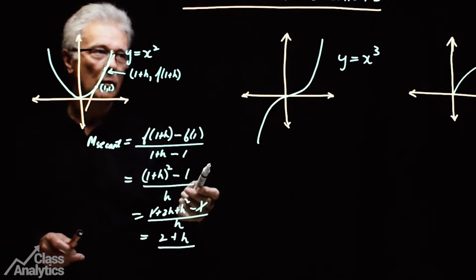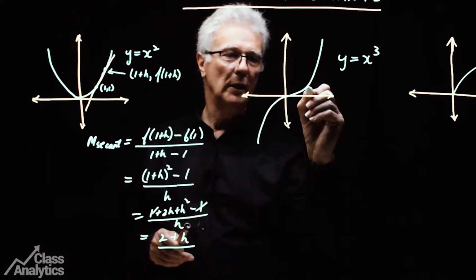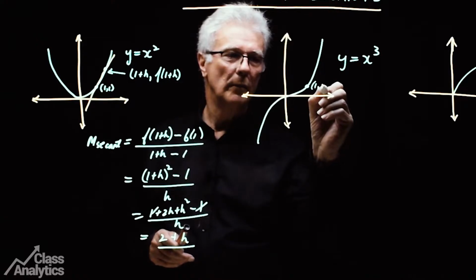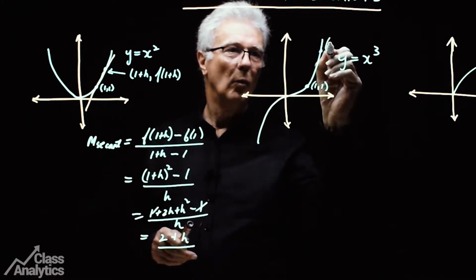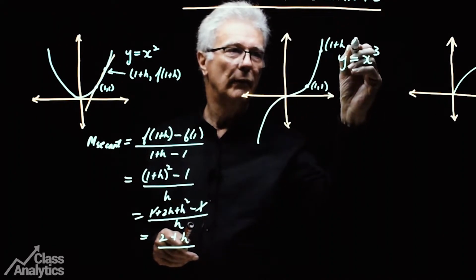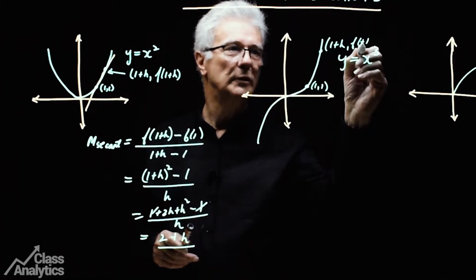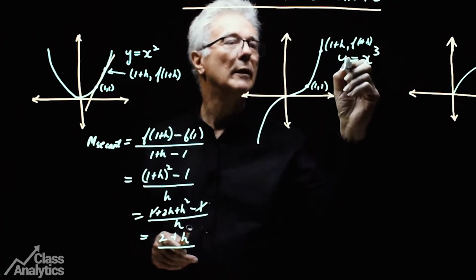Okay, moving along now, we'll look at y equals x cubed. Doing the same thing, we'll find another point, 1, 1. And up here we've got another point, which will be 1 plus h, it's a bit further along, and that'll be function 1 plus h. A bit cramped there, sorry.